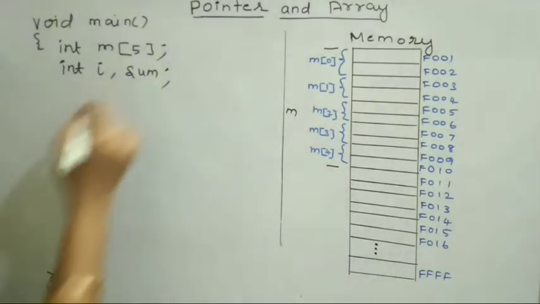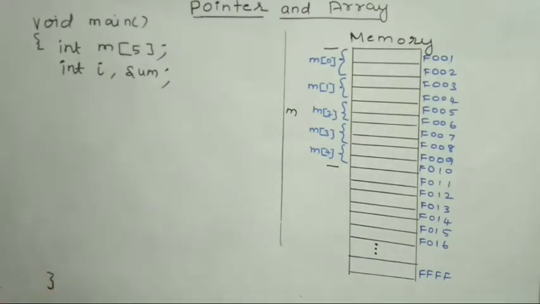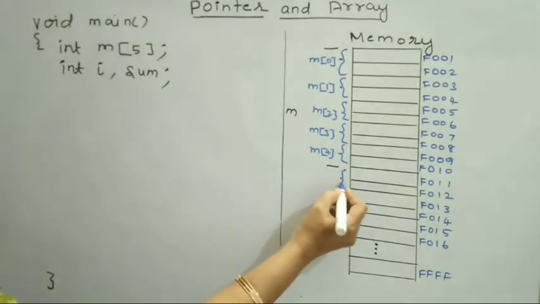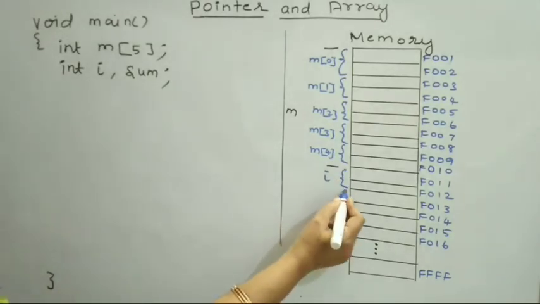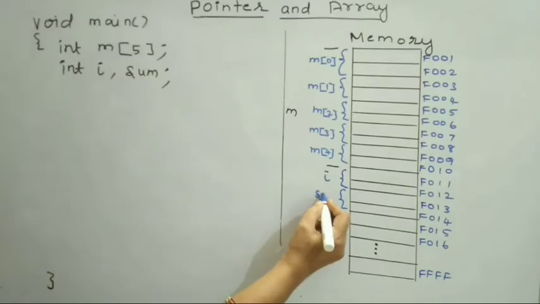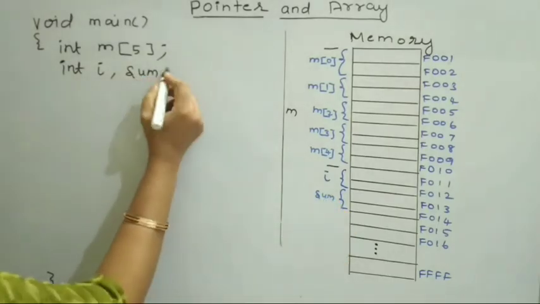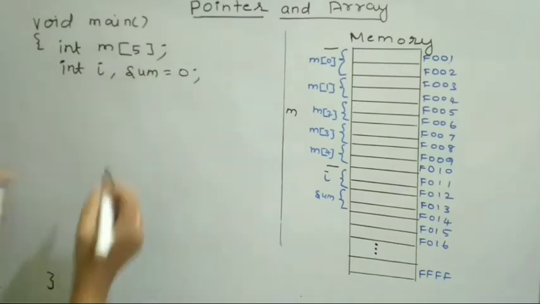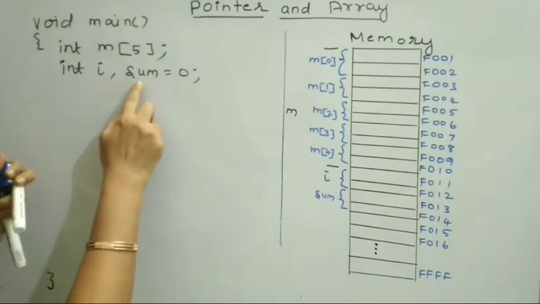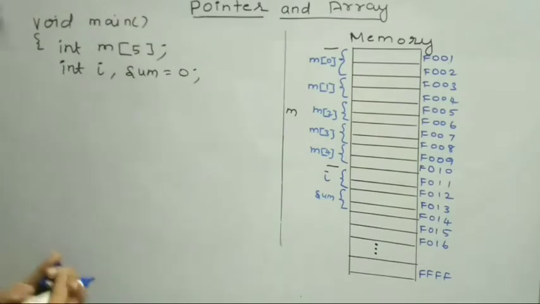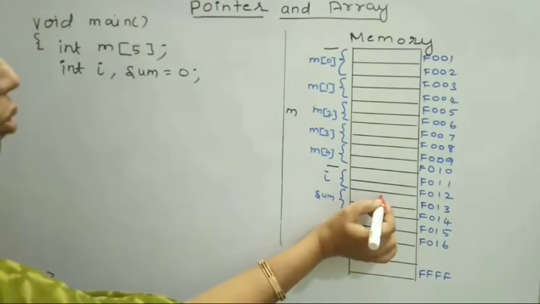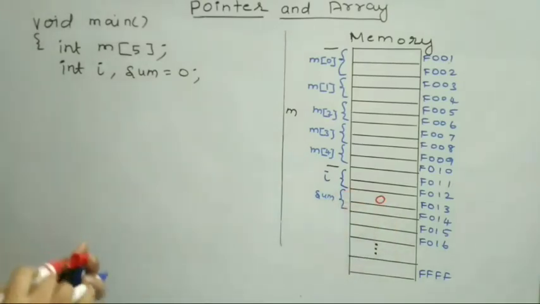When the compiler compiles this statement, it reserves 2 bytes of memory for i, and then the next 2 bytes of memory are allocated for sum. When sum is initialized with the value 0, 0 will be stored in the memory location allocated for sum. Initially the value of sum is 0.